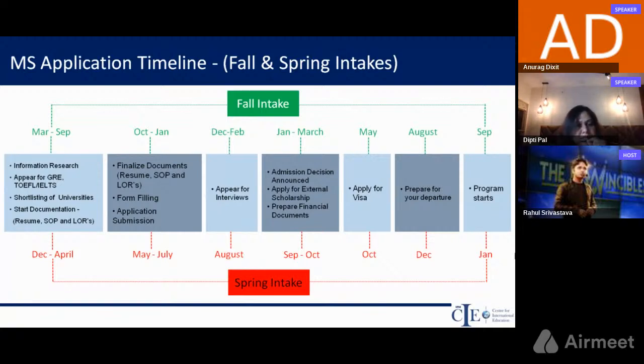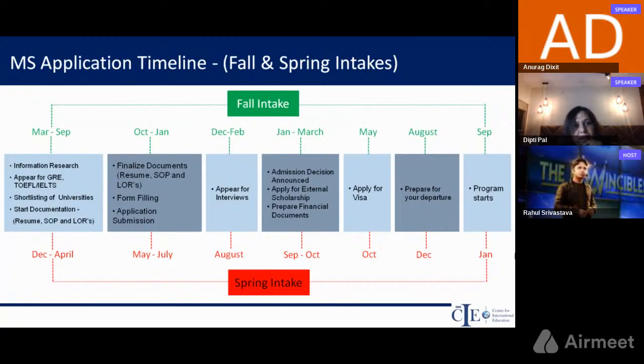And nowadays, all these interviews are virtual. And once you give the interviews, Jan 23 to March 23 will be the timeline where you will get the admission decisions, and that's a time where you will explore the scholarship options. That's a time you will prepare your financial documents.